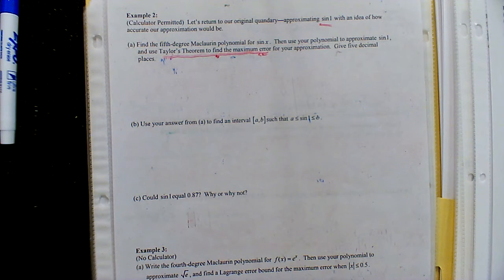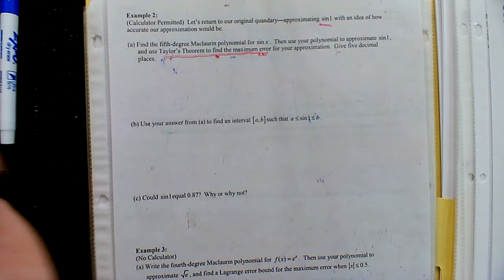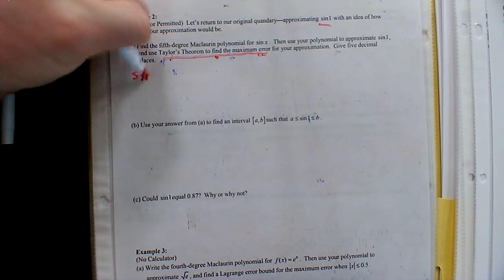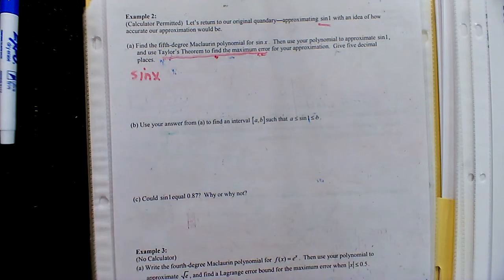We want to go to 5 decimal places though. So find that maximum error. Before we start, we know we're dealing with sine of x, so we need a fifth degree Maclaurin polynomial for sine of x. What is that Maclaurin or Taylor polynomial for sine of x?